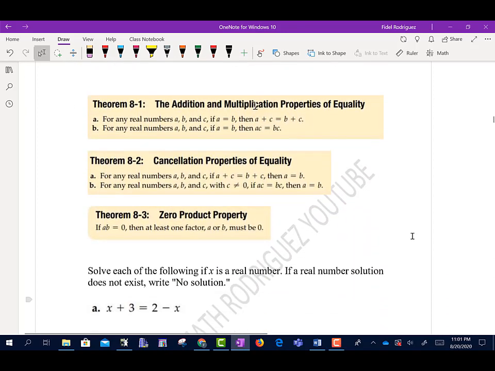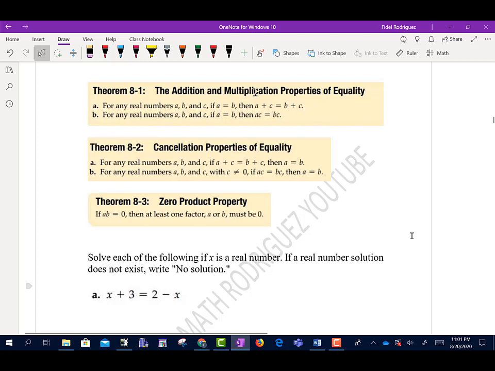All right. And so we have addition and multiplication properties of equality here. It says, if A equals B, then A plus C is equal to B plus C. And if A is equal to B, then A times C is equal to B times C. And then cancellation properties. So if A plus C equals B plus C, then A equals B. And if C is not 0, if AC equals BC, then A and B have to be the same.